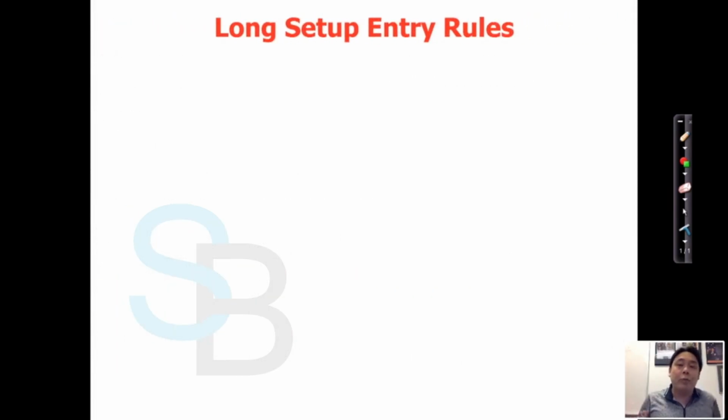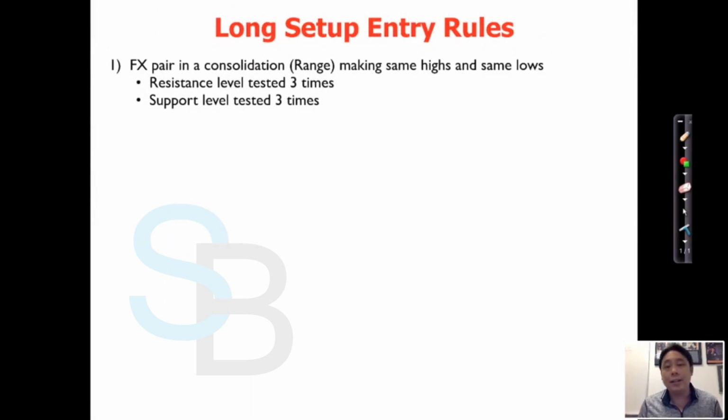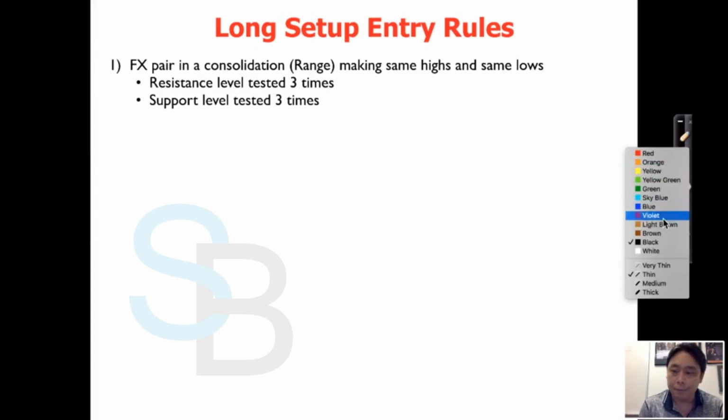Alright, so let's begin with the long setup entry rules. When do we buy? When do we go long for trade the range strategy? Well, the first thing is we have to see a range, okay? We want to see one of the FX pairs in a consolidation pattern or range. And again, how do you define a range? A range is defined when the price is going sideways, when it's making kind of like the same highs and the same lows.